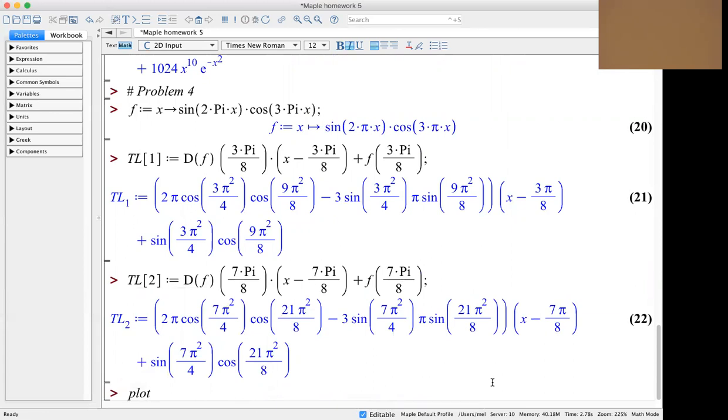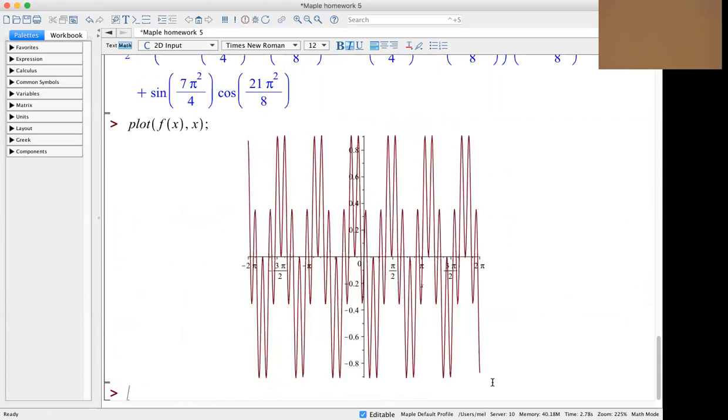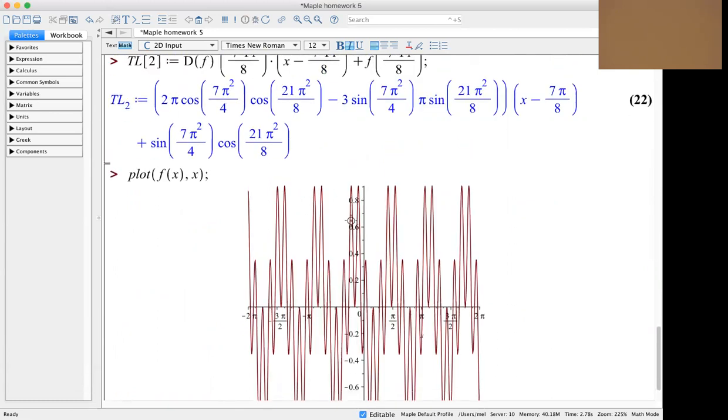If we were to plot this f of x, that's what the graph looks like. Kind of complicated, but really kind of interesting. But I want to plot this together with the two tangent lines, tangent line 1, tangent line 2.